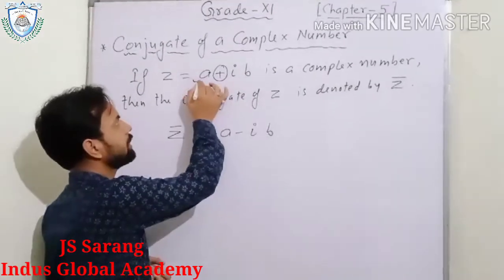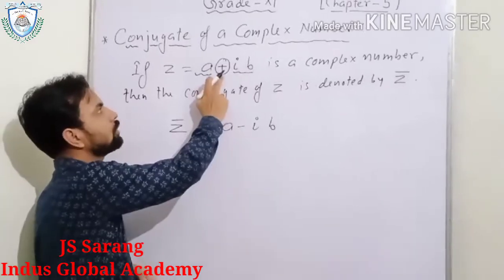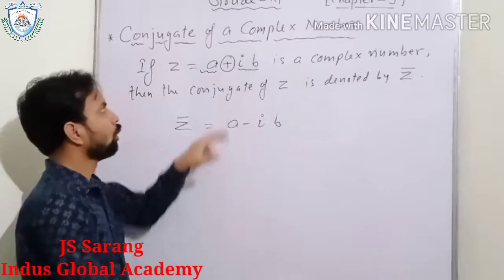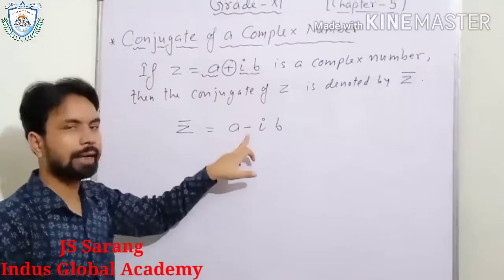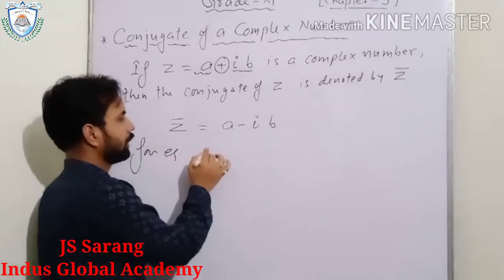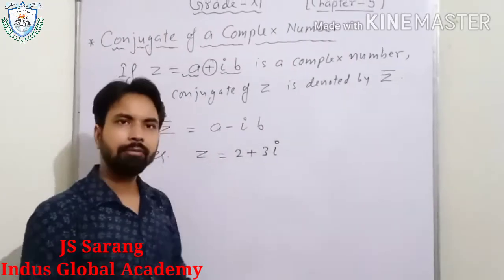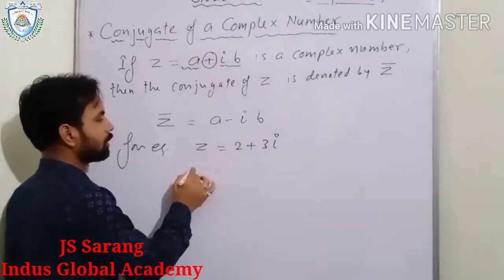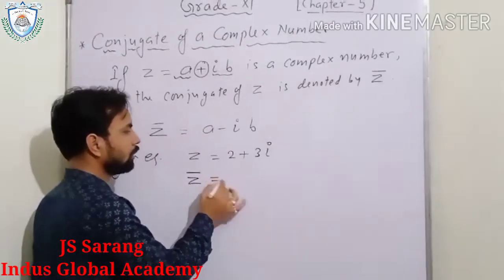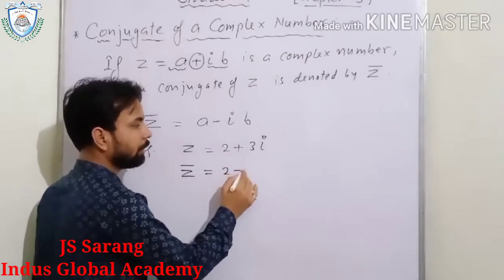You know, a is the real part and ib is the imaginary part. So we will have to change this sign. If this is positive, we will have to write negative here. And if this is negative, then we have to write positive here. For example, if z equal to 2 plus 3i and we want to find its conjugate, then its conjugate is defined as z bar equal to 2. We will change this sign. This is positive, so it will be minus 3i.